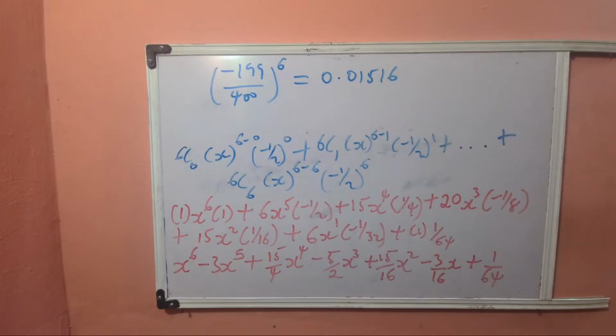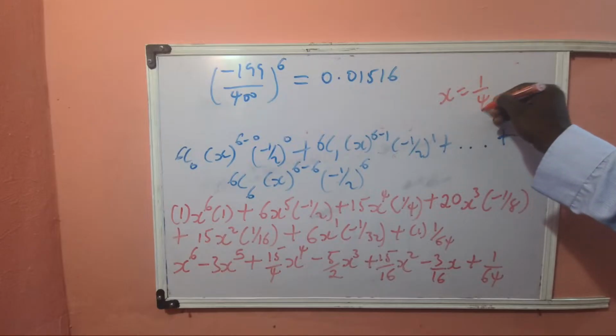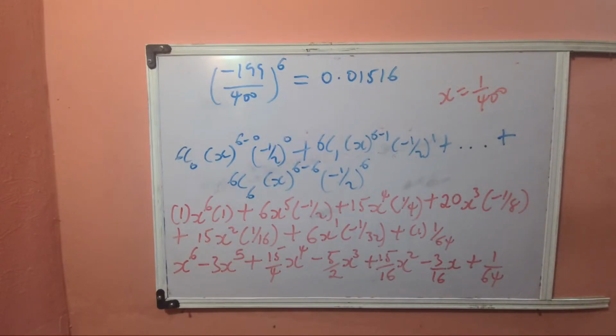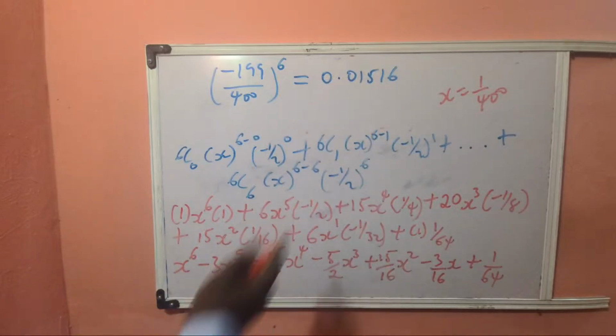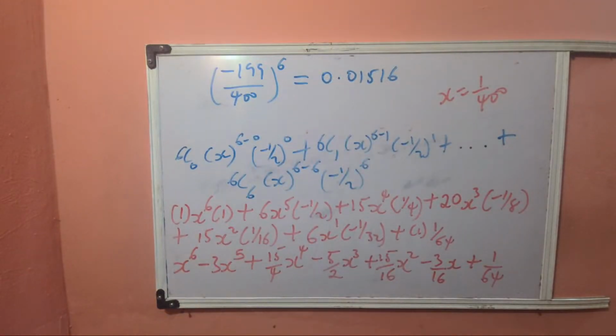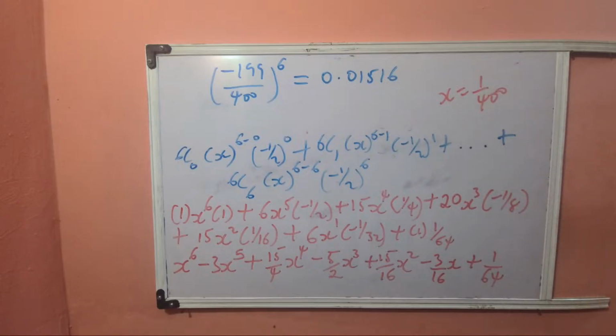They said you should take x. The question said by taking x equals 1 over 400, you should show that this particular expression, minus 199 over 400 raised to the power 6, is equal to this. Now let me submit to you quickly that without being given the value of x being 1 over 400, you can actually get this 1 over 400 yourself.